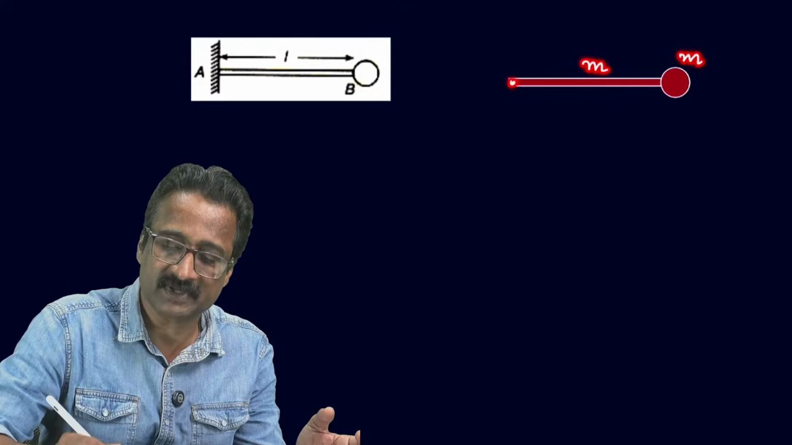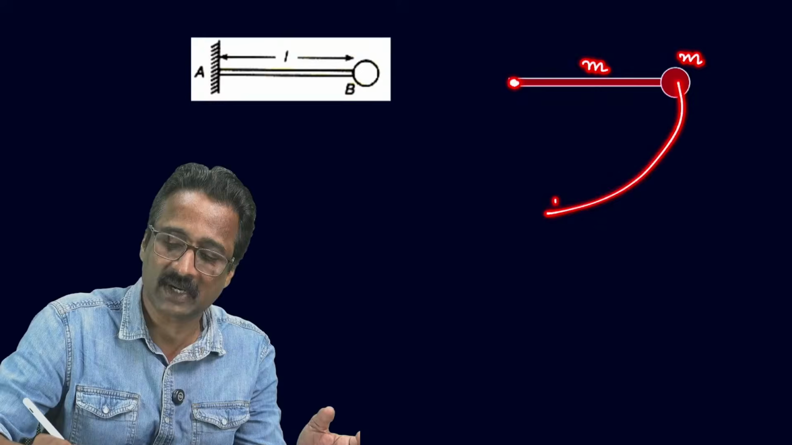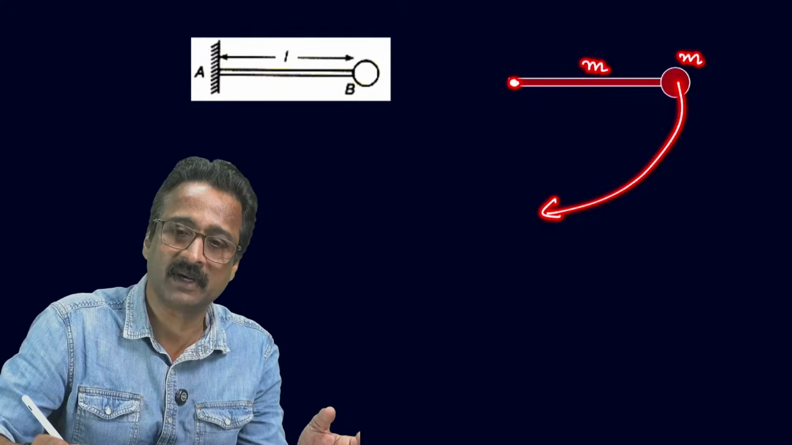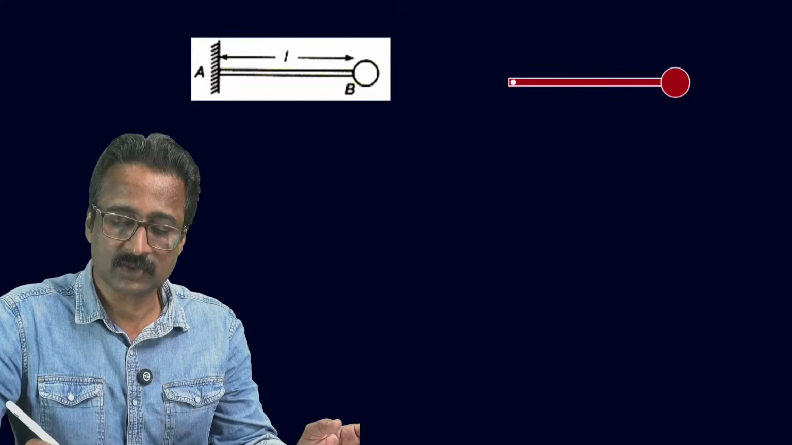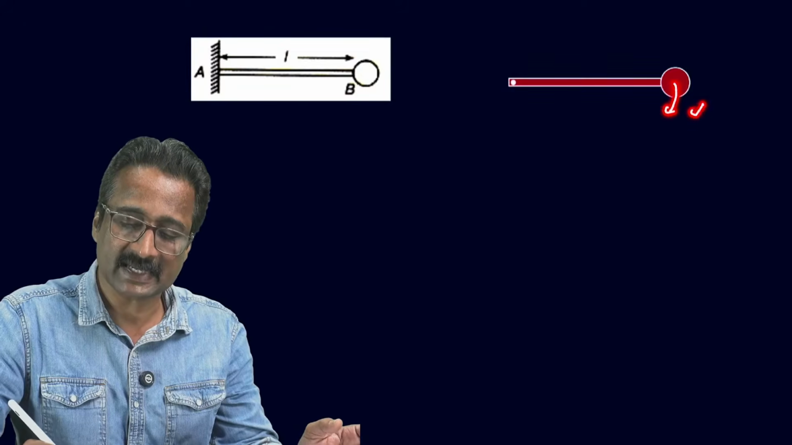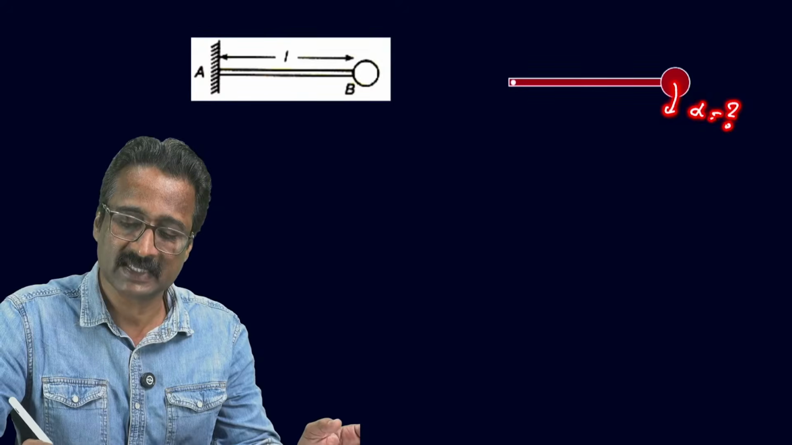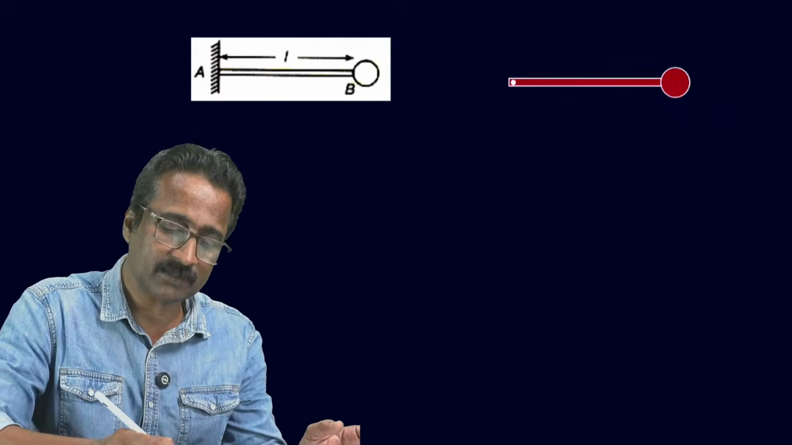Now this is being pivoted like this. If you release it, this will go down like a pendulum, like a compound pendulum. But initially, it's horizontal. Now they ask you, the moment you release it, what is the angular acceleration of the assembly? That's the question.